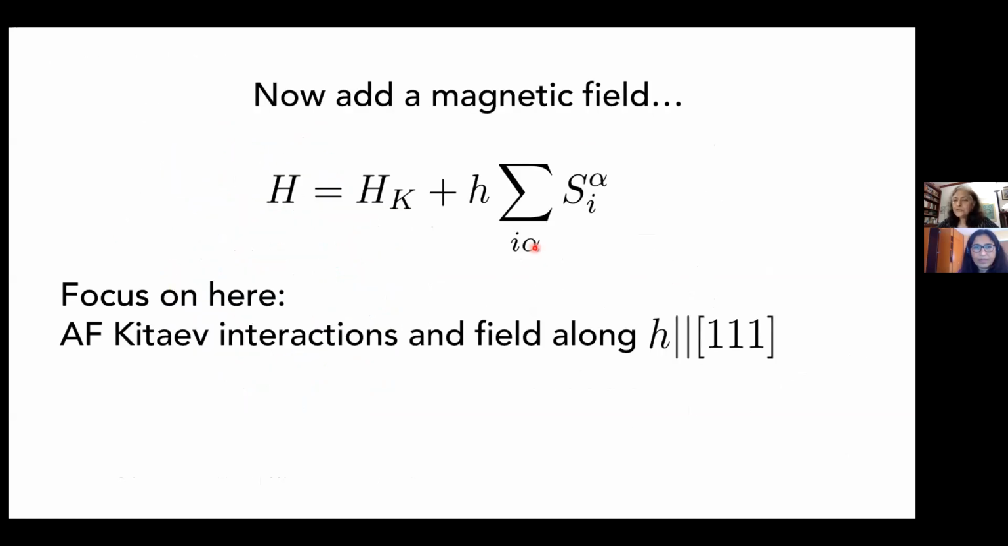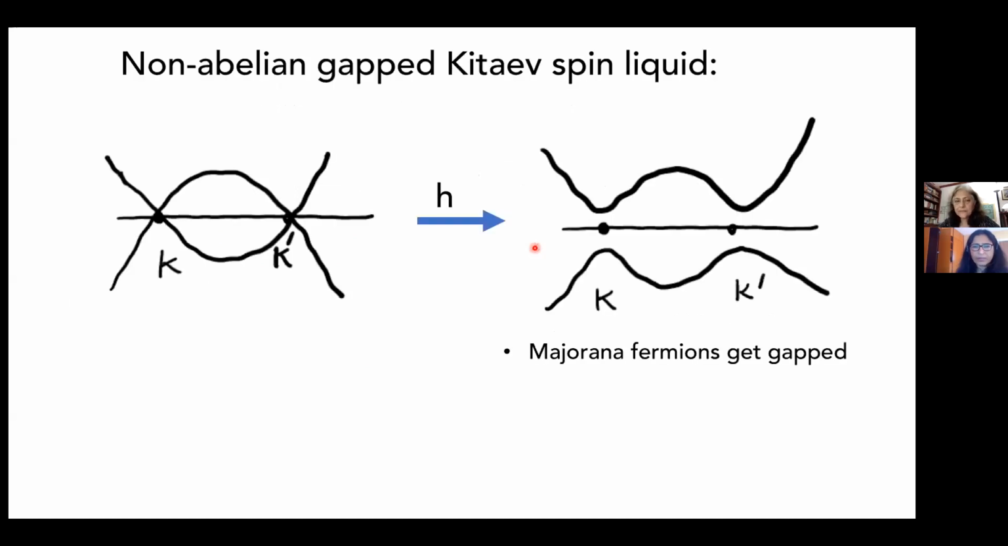What we decided to do was to add a magnetic field and see what happens to it. For purposes of my talk today, I'll just put the field along the direction that is perpendicular to the honeycomb lattice. What it does is it ends up opening a gap in the Majorana spectrum. And you might ask, what happens as the field is increased in strength?